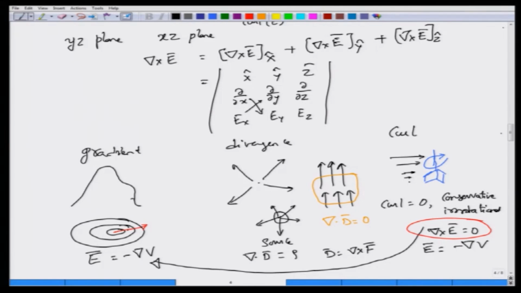Although in this case we are not going to do that, for the magnetic field case when we discuss it, we will see that del dot B will be equal to 0, and in that case I can use B to define a new vector quantity called the vector potential.